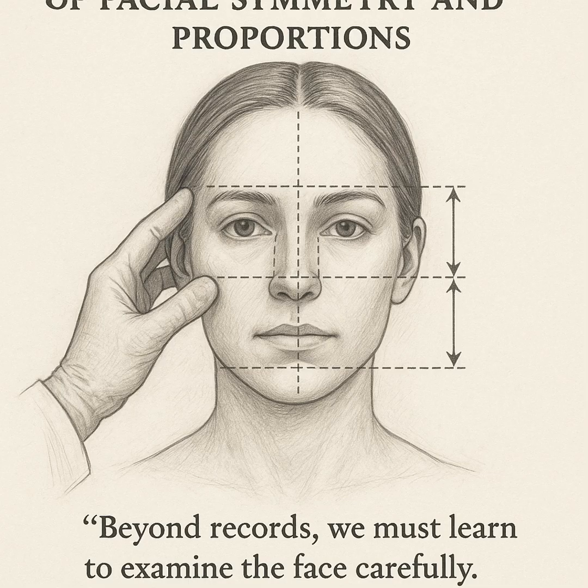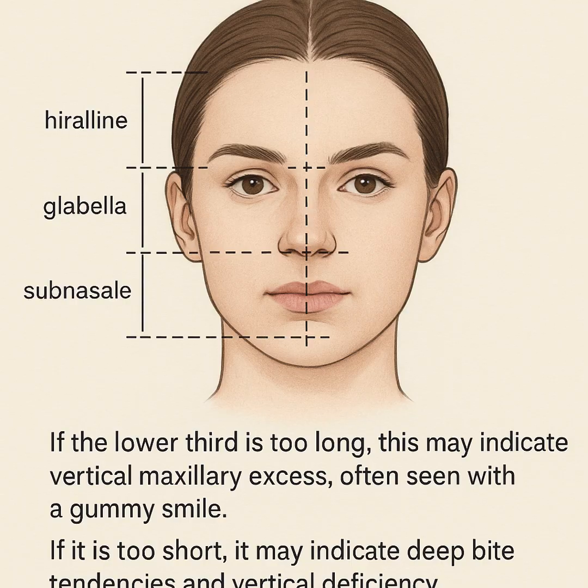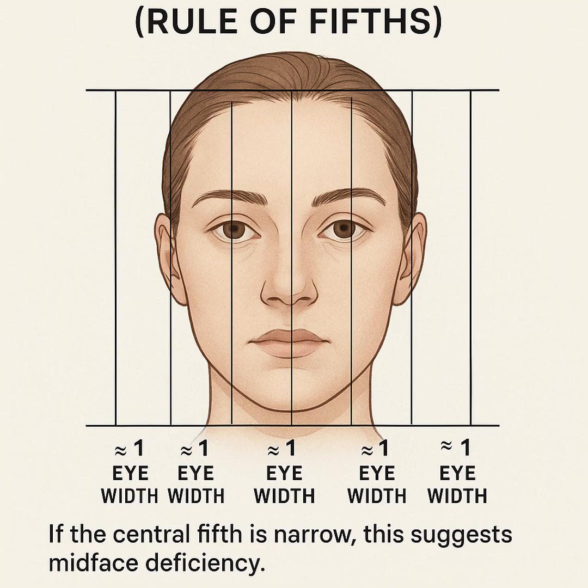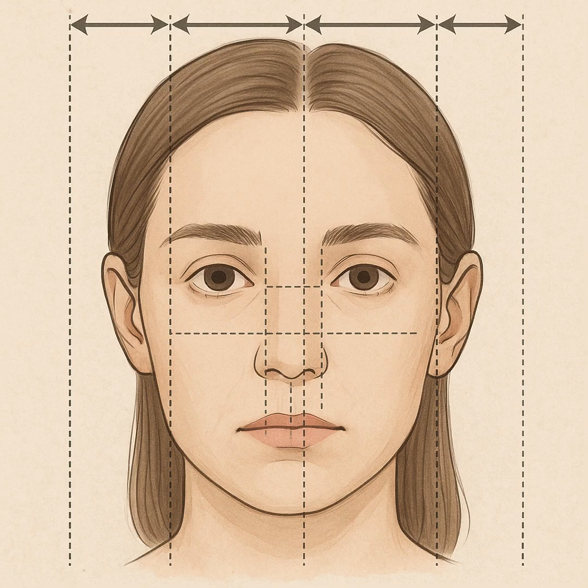If the lower third is too long, this may indicate vertical maxillary excess, often seen with a gummy smile. If it is too short, it may indicate deep bite tendencies and vertical deficiency. Next is the transverse analysis, also called the rule of fifths. We divide the face vertically into 5 equal parts, each approximately the width of one eye.